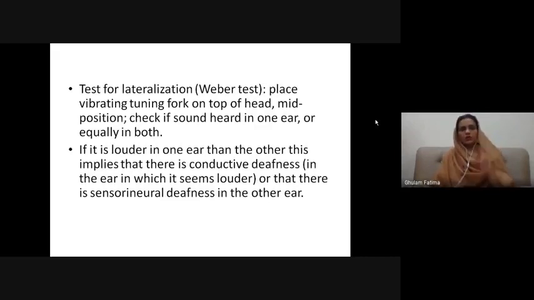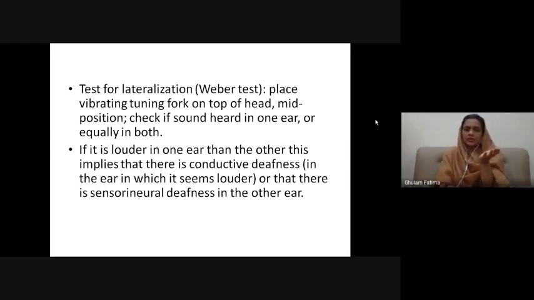So now there can be two kinds of problem. Either there is a problem in the ear where the patient is hearing louder, where there can be conductive deafness in that ear, where it seems louder. So what is conductive deafness? Conductive deafness is a problem or pathology in the conduction pathway anywhere from your external ear, from your eardrum, to your middle ear. If there is a problem there, then this is called conductive deafness.